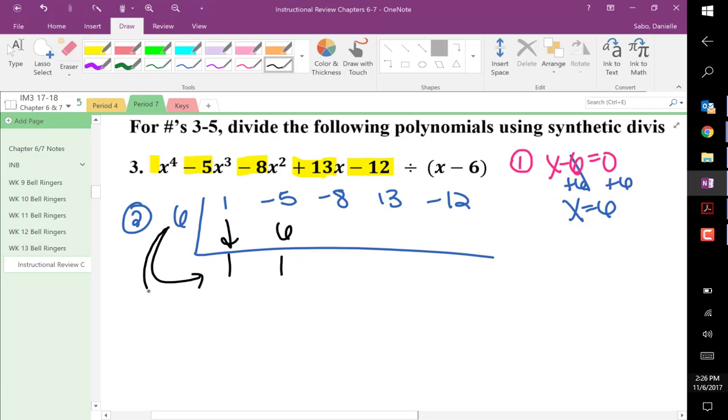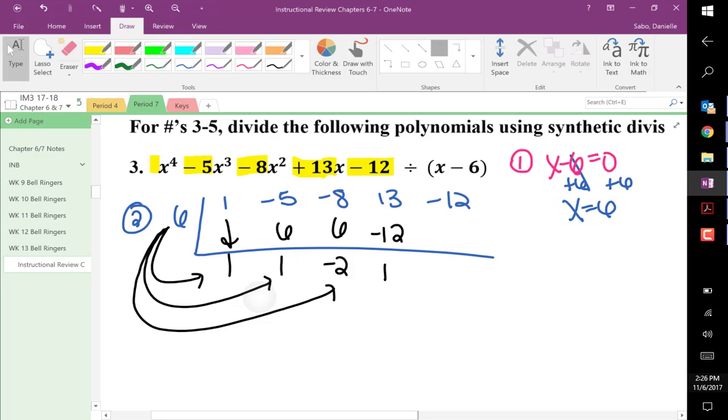Okay, multiply again. 6 times 1 is? Add straight down, you get? All right, you're a rock star. Here we go. 6 times -2. Add straight down. 1. One last time. 6 times 1 is? Add straight down.